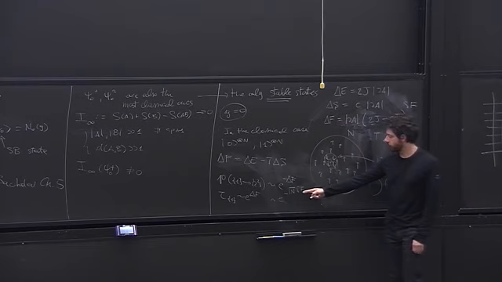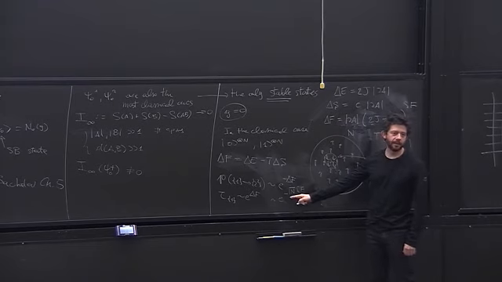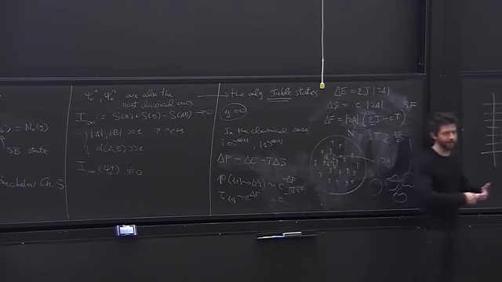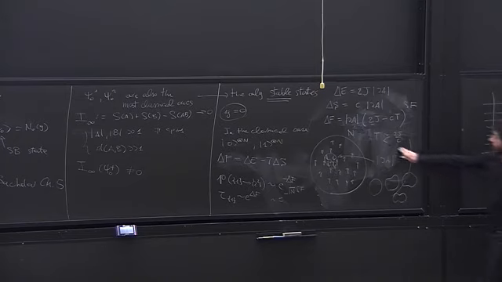If we are below the critical temperature, this number is exponentially small. If we are above the critical temperature, this number is exponentially large. So there is a critical temperature, this number, below which ergodicity is broken.